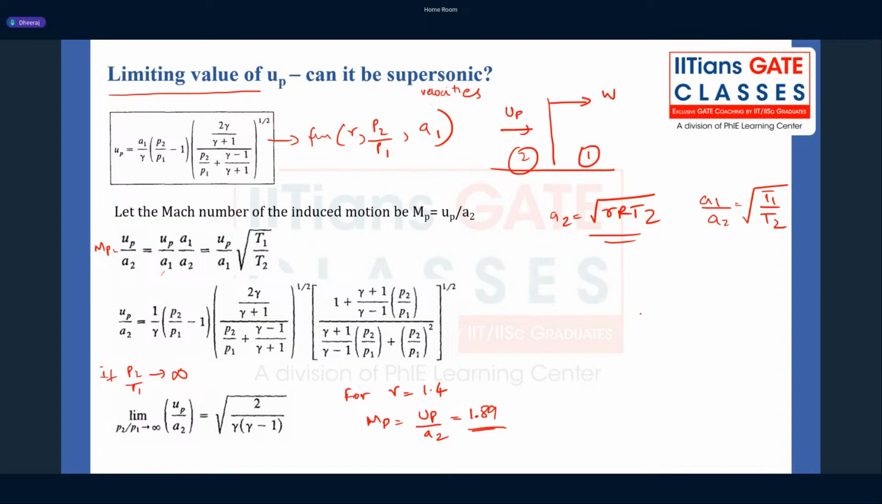So if I place a body inside the shock tunnel, and a shock is moving towards it with a velocity W, it will hit and pass through it, and again it will see a strong gust of wind of value UP flowing towards it, right? So this is one important observation.